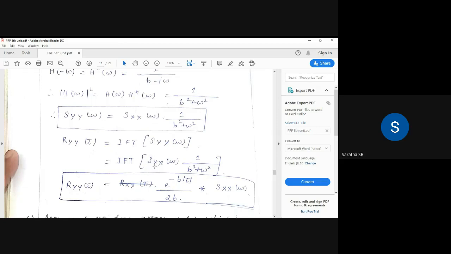This inverse Fourier transform between these two frequency domain functions can be written in terms of time domain functions, because we need only time domain functions. So we are converting this problem to time domain functions. If you are doing like this, you multiply this 2b and this 2b. That is, inverse Fourier transform of F of s G of s can be written as f of t star g of t. That's it. With the help of that property only, we can write.